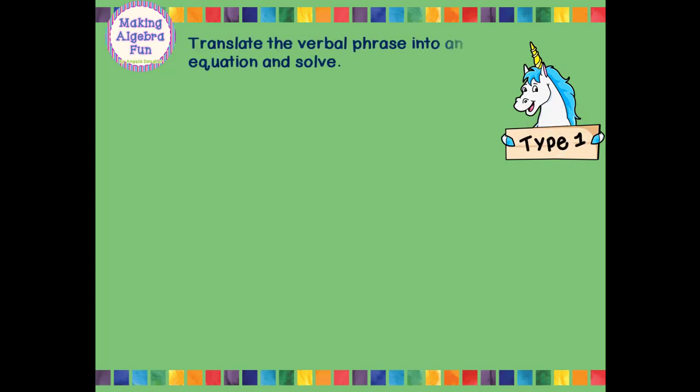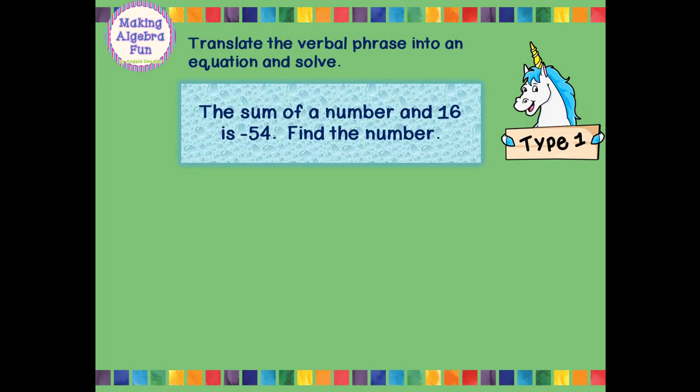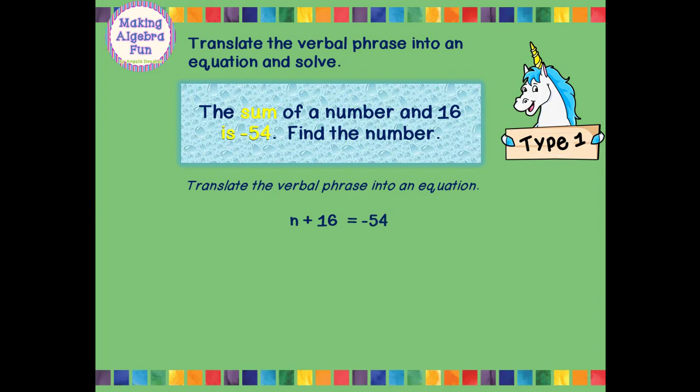So I'm calling this one type 1. My example is the sum of a number and 16 is negative 54. Find the number. The idea is to pull out your keywords and translate them. We know that sum means addition, so we'll be adding 2 things. We're going to be adding a number and 16, so that's n plus 16, or you can use a different variable if you'd like. Is negative 54 means equals negative 54.